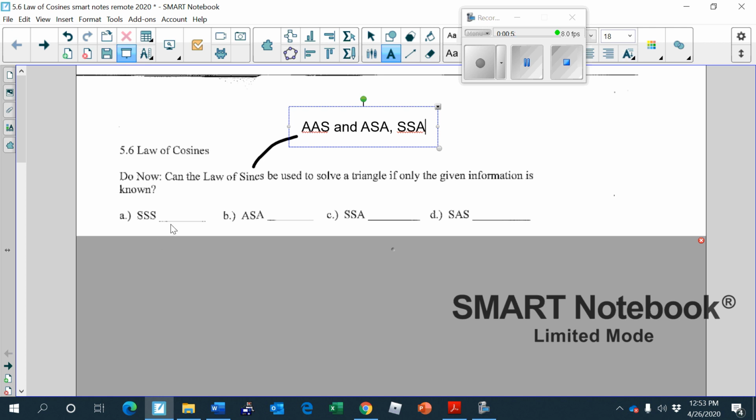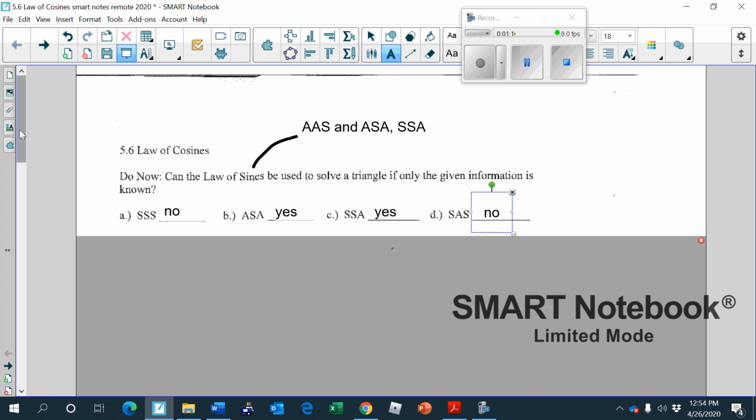So if we look down here, we can't use the law of sines for side, side, side, right? That's not one of the ones we're able to use it for. ASA is yes, right? ASA is what we use the law of sines with. SSA, again, not that you knew that, but we're going to put yes. And SAS is no. These are the only two that we were using for the law of sines.